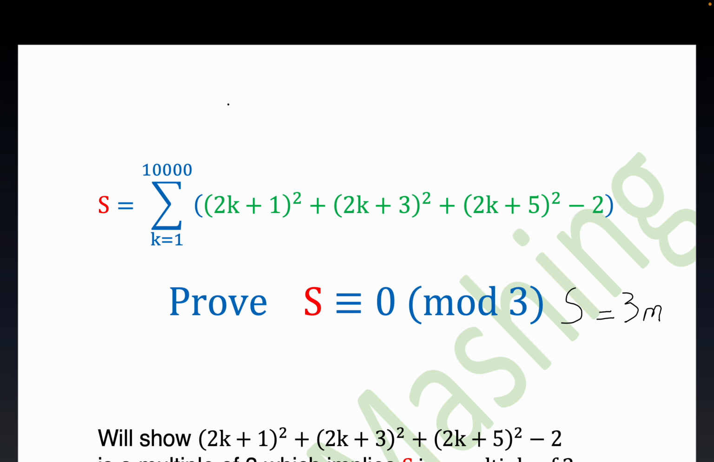And the reason is that if you have, let's say, 3m1, just an example, 3m1 plus 3m2 plus 3m3 plus 3m4. I just arbitrarily picked 4, but notice this is the same thing as 3 times that sum, m1 plus m2 plus m3 plus m4.